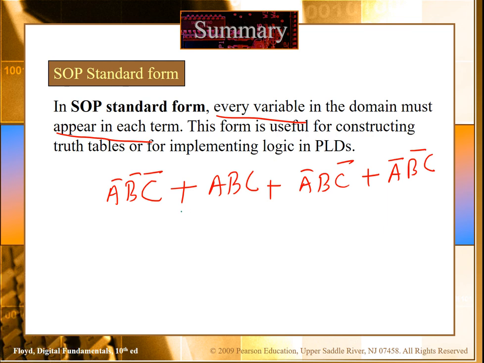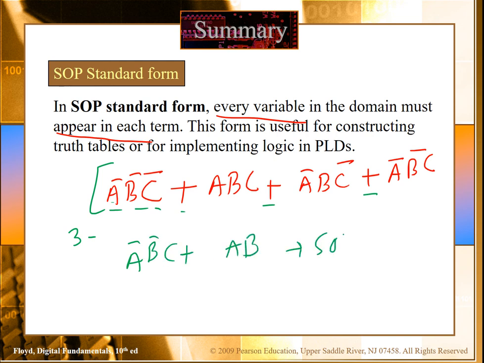So this is the sum of product terms. Now I have three variables, or three literals, and each variable appears in each term: A, B and C, A, B and C, A, B and C. So this is the standard form. If the form looks like this one, this is also SOP, sum of product form, but it is not the standard form. The standard form is where each variable appears in each term.